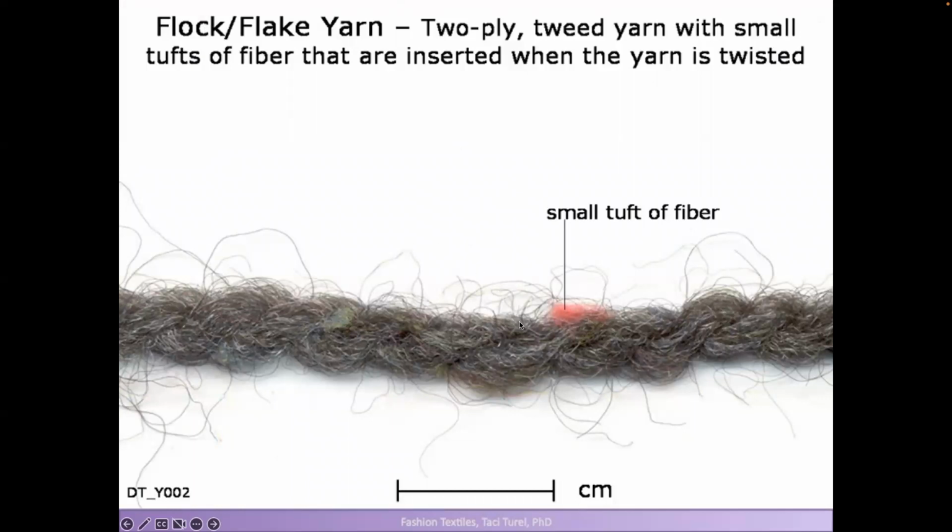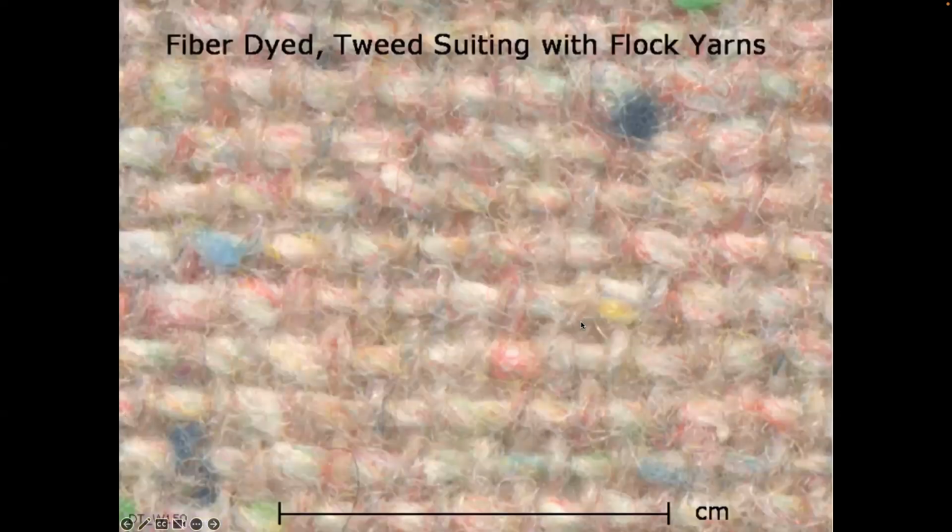So flock yarns are yarns that have little tufts of fiber in different colors along the yarn. So this one is a two-ply yarn, and you see those little pink fibers, green fibers. These are kind of tucked into the two-ply when they're twisting, and that creates a certain effect. So this is a tweed suiting fabric with flock yarns, and you can see those yarns alongside when you make the fabric. It just creates a different effect.